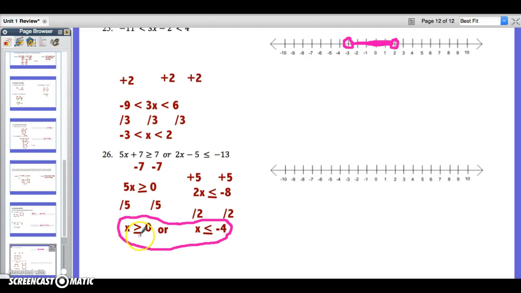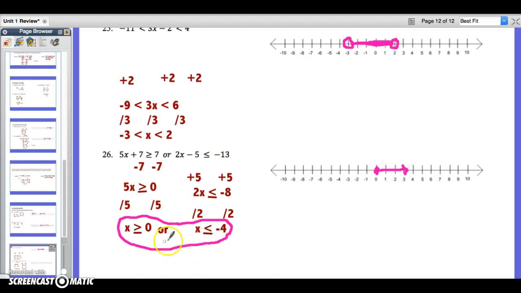Because there's that bar underneath, I'm going to have a filled in dot on the 0. Now it's saying x is greater than or equal to 0, so I'm going to point to terms that are greater than 0. If you put the arrow here, it indicates it goes on forever, so please put the arrow on there.